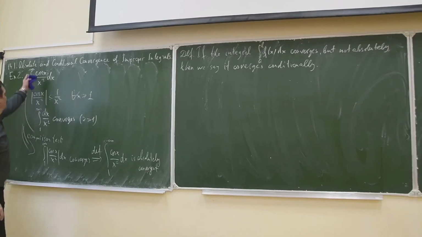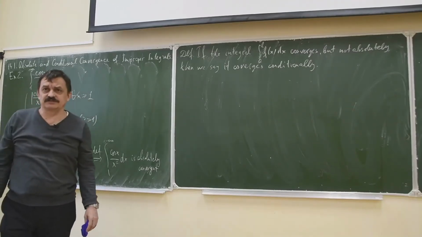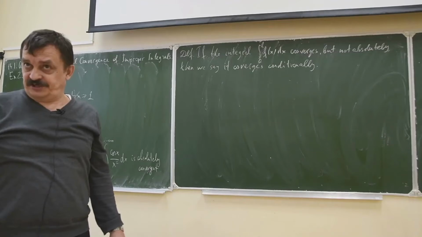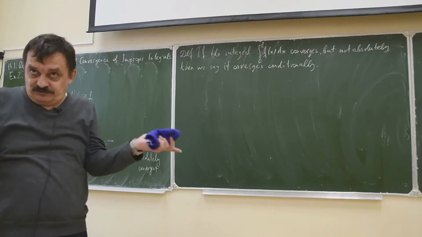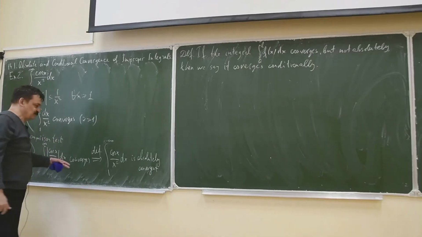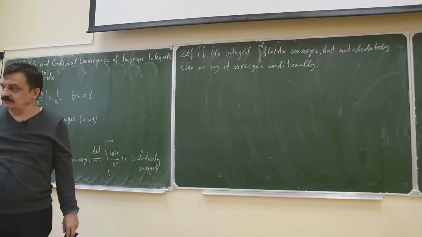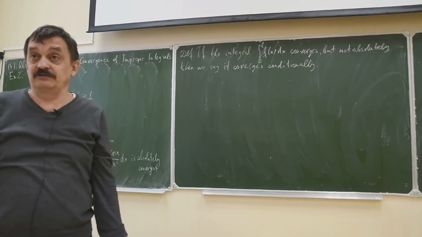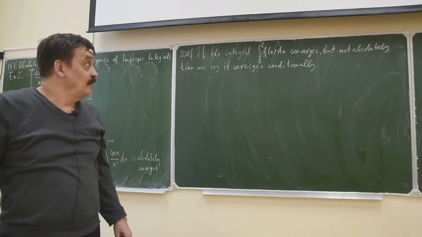Concerning the meaning of the words absolute and conditional convergence. With absolute convergence it's clear, right? We put absolute value, so it is quite logical to call it absolute convergence if it converges when we put modulus, or absolute value, in other words.